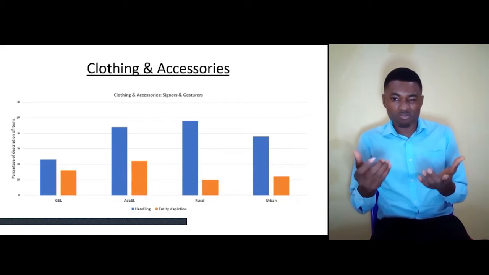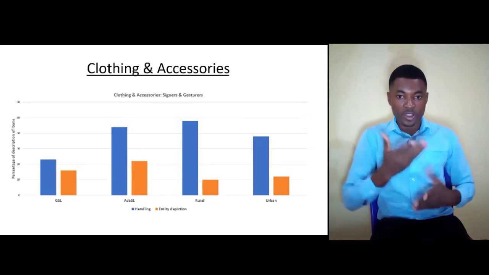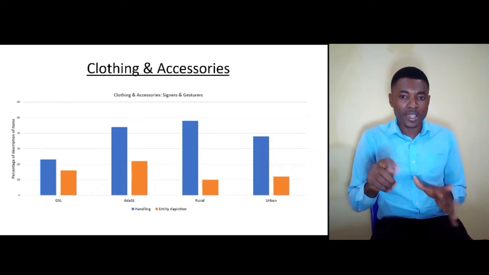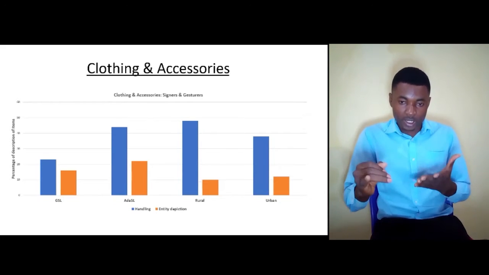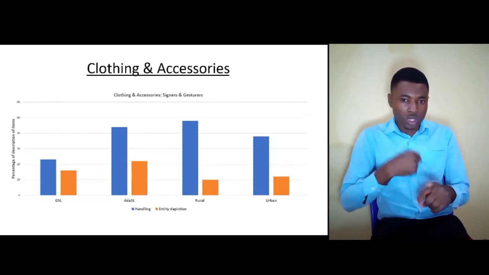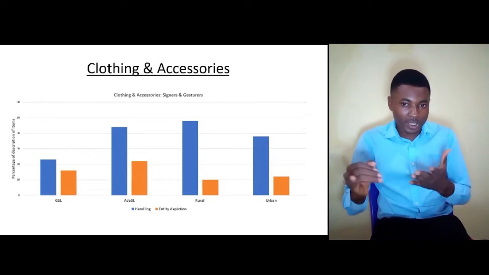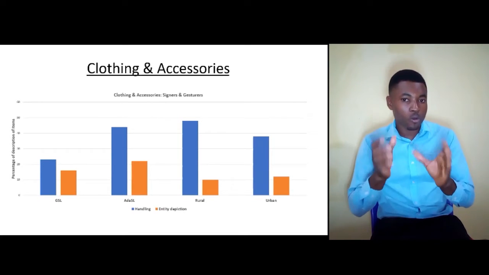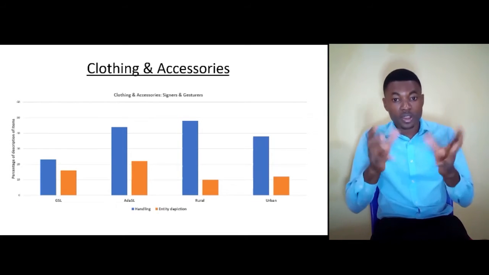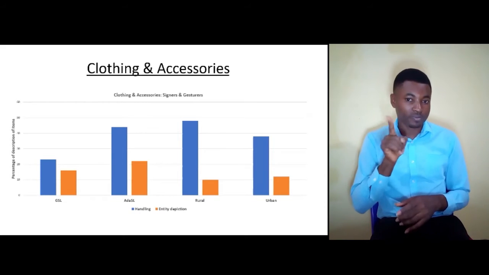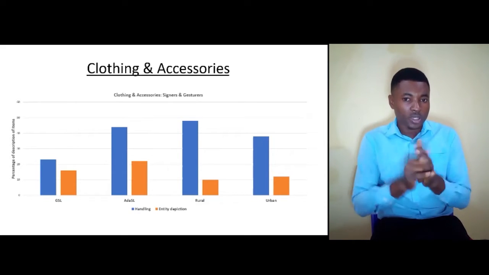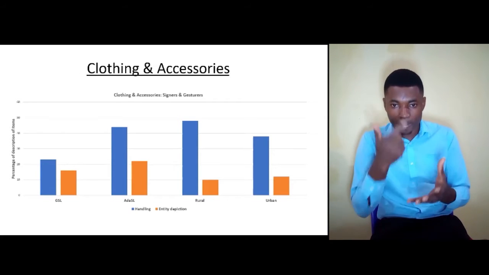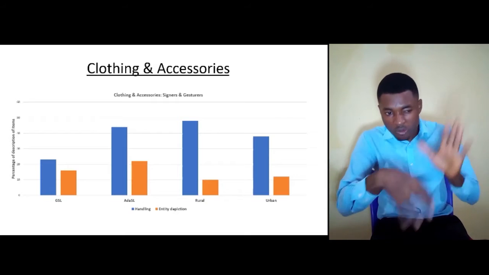For clothing and accessories, signers and gesturers systematically preferred the entity and handling strategies, but we saw more preference for handling strategies, which is represented by the blue color, as compared to the entity depiction, which is represented by the orange color. We also see that Ghanaian Sign Language signers have very little handling and very little entity. And this is because the signers were also identified to use more forms that were coded as non-iconic.